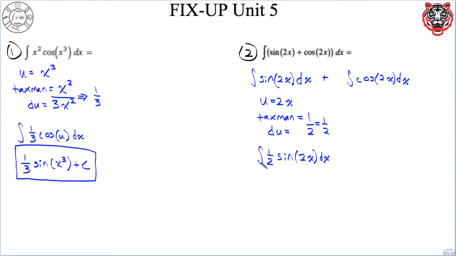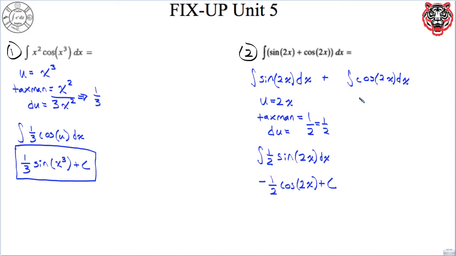So antiderivative of sine, anti-same means change. That means we're going to have a negative in here. So negative 1/2 cosine of 2x plus c. Perfect for that side. Now let's go on this side.